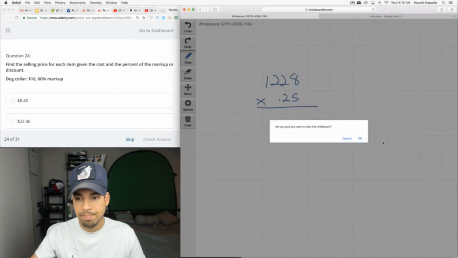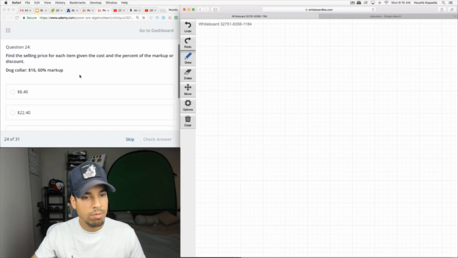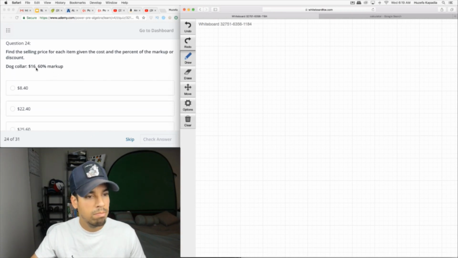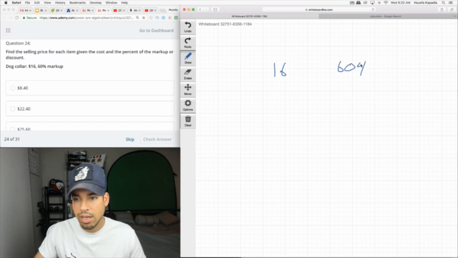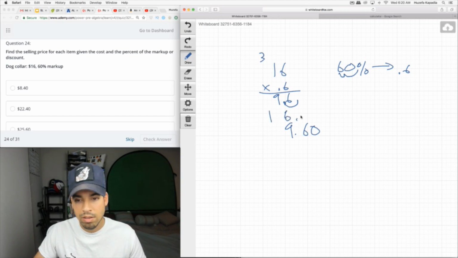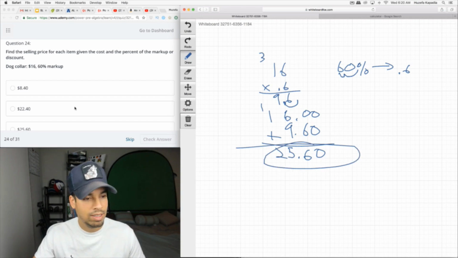All right, next question. Find the selling price for each item given the cost and the percent of the markup or discount. Marked up, so it's 60% marked up. So we say 16. We first calculate the amount that's marked up. So 60% is 0.6 if we move that decimal over once, twice. So this one we can just multiply out quickly. 6 times 6 is 36, carry the 3. 6 times 1 plus 3 is 9. Decimal comes here. So it's $9.60 added on to 16. Add them up like this and it's $25.60.